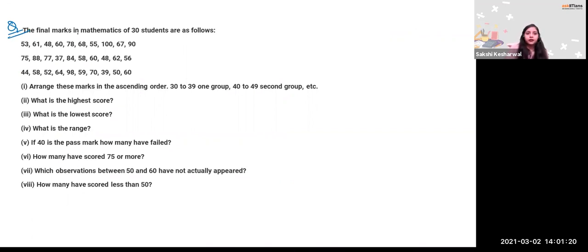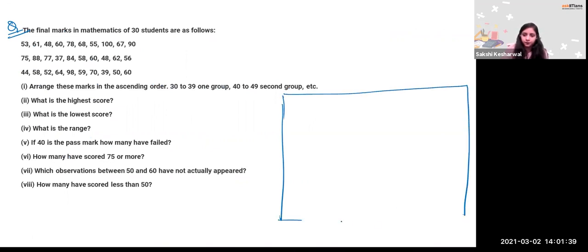Now coming to this question. It says that the final marks in mathematics of 30 students are as follows. These are the marks. Arrange these marks in ascending order from 30 to 39 in one group, and 40 to 49 in one group. So let's see, what is the minimum number? You have to just do the grouping. So what are the groups you can have? Make a table like this.